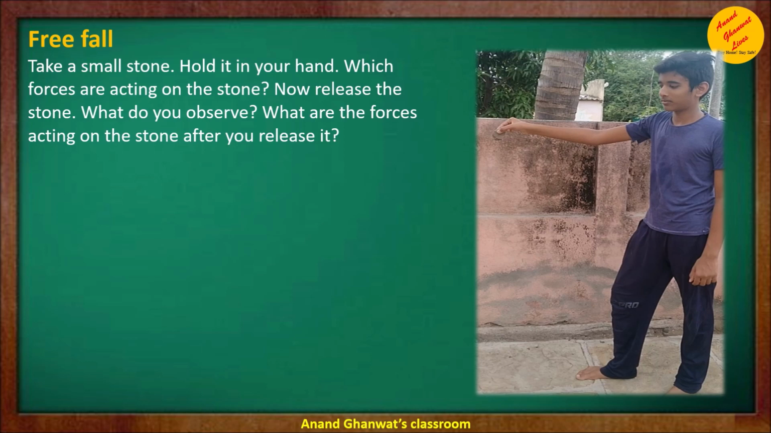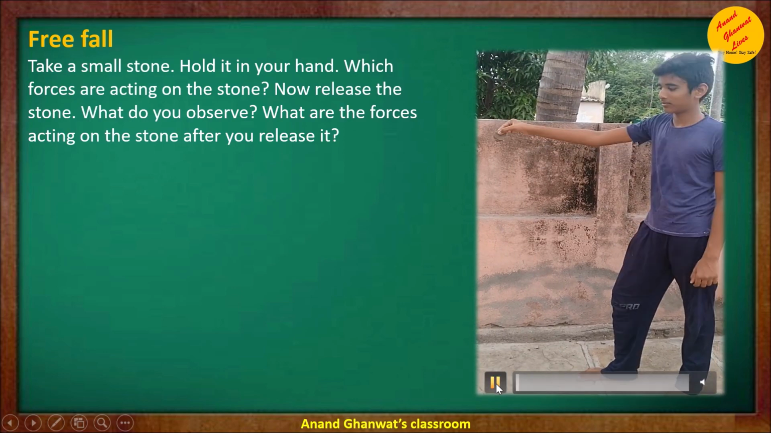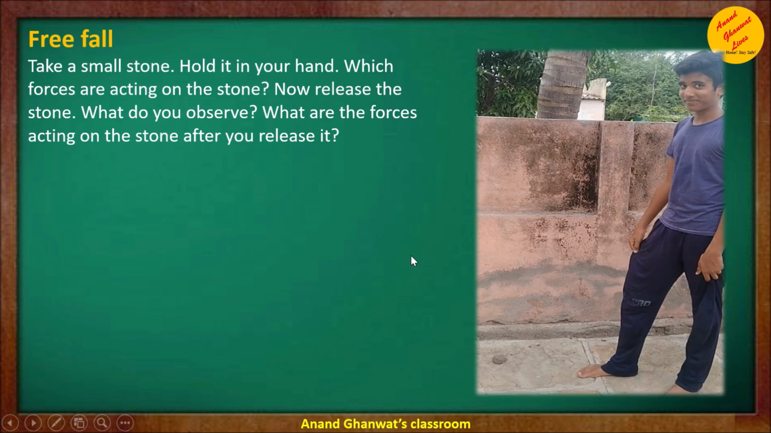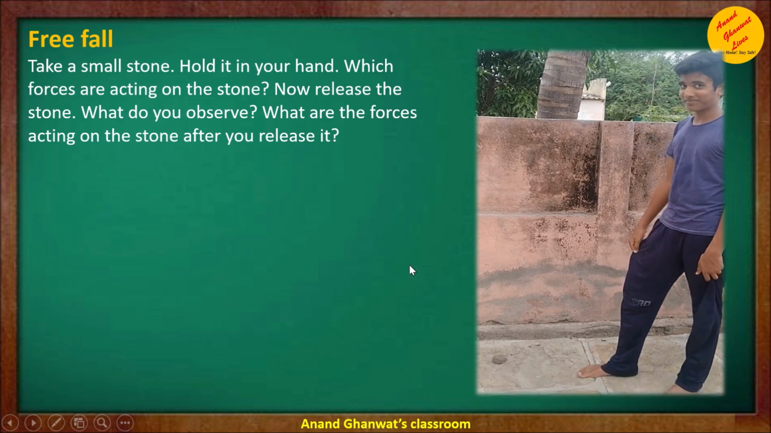But when you release the stone, what is your observation? When you release that stone, the force applied by you becomes zero, and only the vertically downward force, that is the gravitational force, acts on that object, and therefore the object falls down. What are the forces acting on the stone after you release it? Yes, only the gravitational force, which acts on the stone in the vertically downward direction.